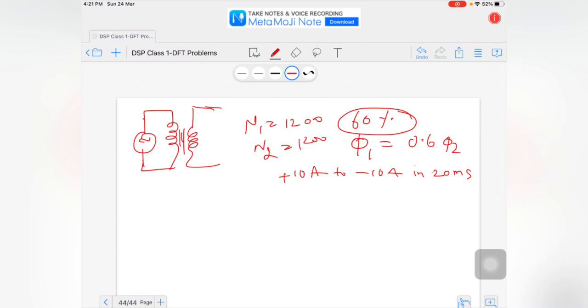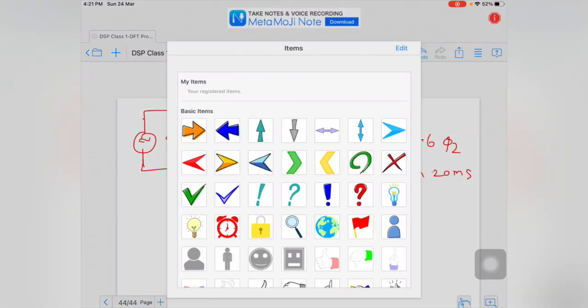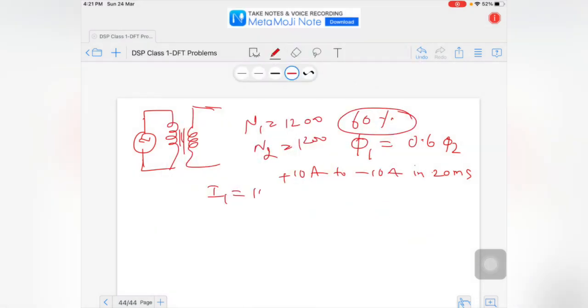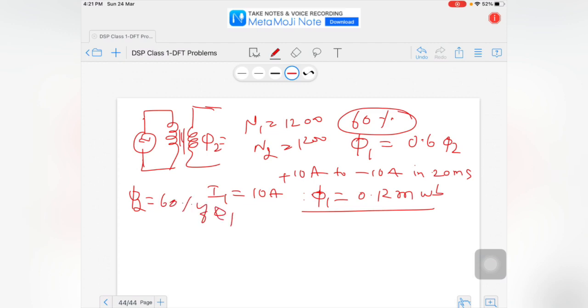The current in the first coil is I1, which is 10 amps, and it will establish a flux phi 1 of 0.12 milliweber. So the flux produced in the primary is 0.12. What is the flux that links with the secondary, phi 2? It is 60% of flux phi 1. Carefully observe this condition given. The time is 20 milliseconds.